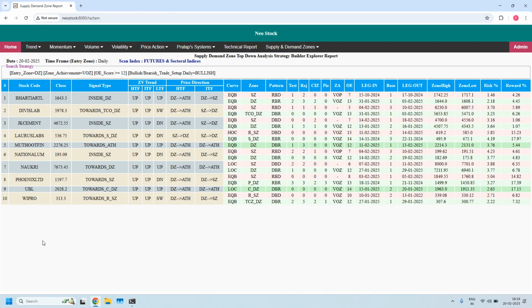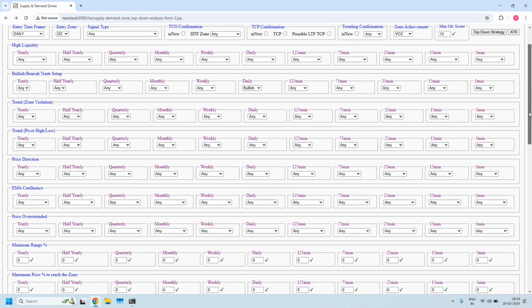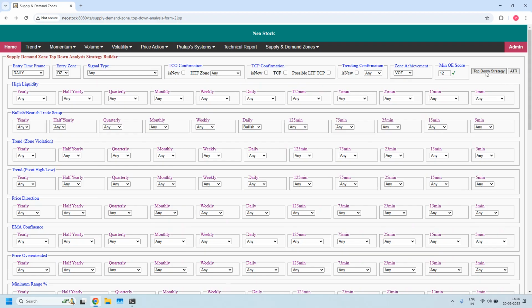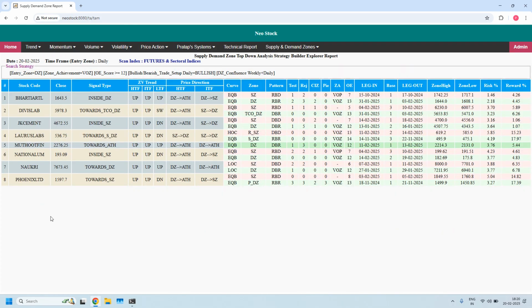So let's filter. First filter is LTF and ITF demand zone confluence. That is daily and weekly demand zone confluence. So let's move on to the demand zone confluence parameter. Here I am setting the filter daily demand zone with weekly demand zone. Daily is LTF, weekly is ITF. So that means the daily demand zone should overlap with weekly demand zone. Out of the 10, how many stocks are available? Let us verify. Out of 10, 8 stocks.